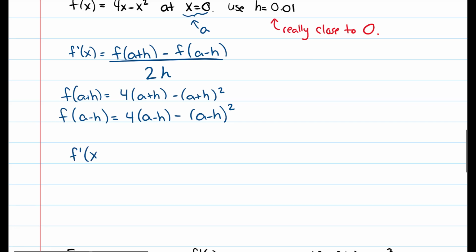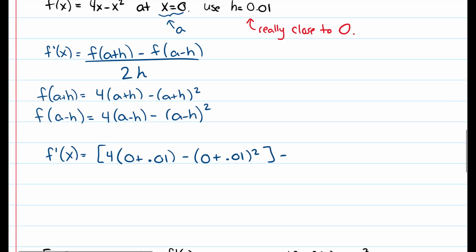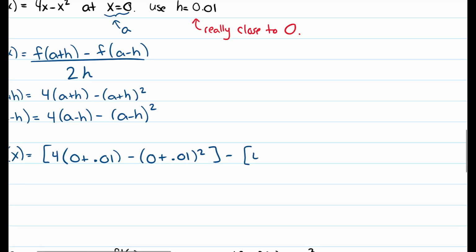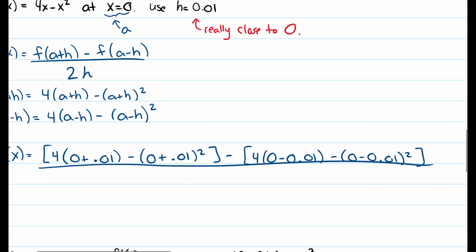So f prime of x is equal to 4 times 0 plus 0.01, minus 0 plus 0.01 squared, minus 4 times 0 minus 0.01, minus 0 minus 0.01 squared, all divided by 2 times 0.01.